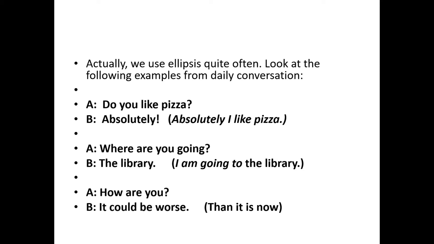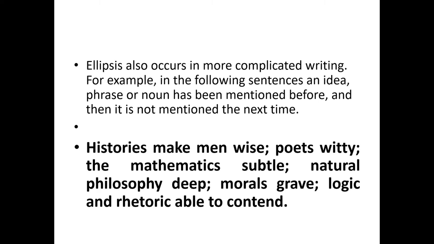And here are some examples. You can check it out from the book. Do you like pizzas? Absolutely. "Absolutely" means absolutely I like pizza. Where are you going? The library. Now you don't have to say "I am going to the library." You just say "the library" because you can leave it out, since it is understood from the context. How are you? It could be worse. This is a good example. This is more examples. This is a bit complicated example. You can actually look into this.